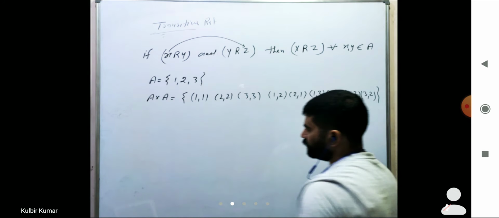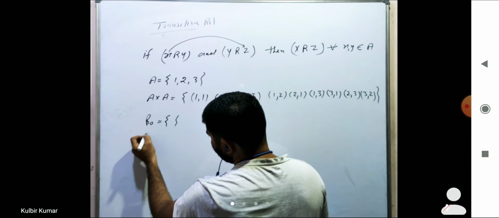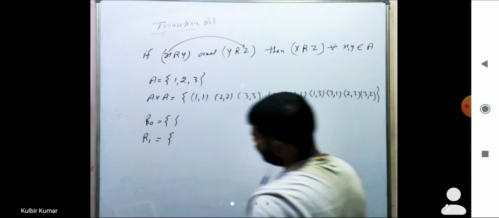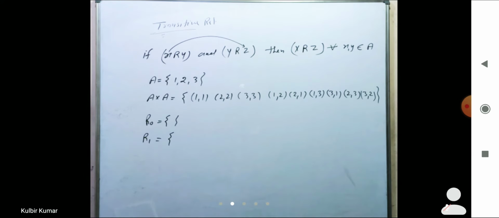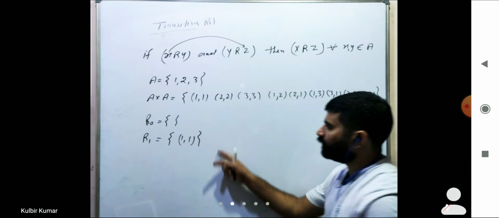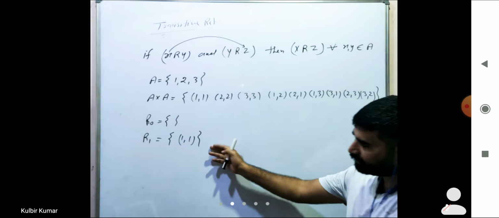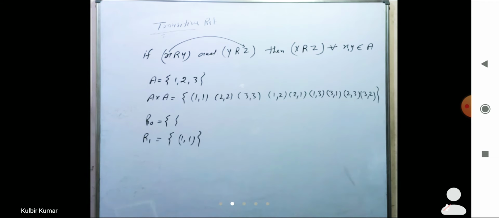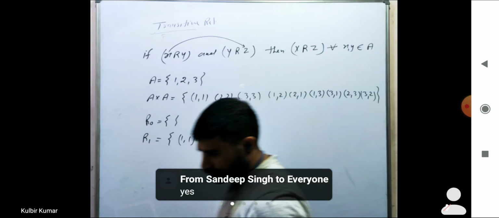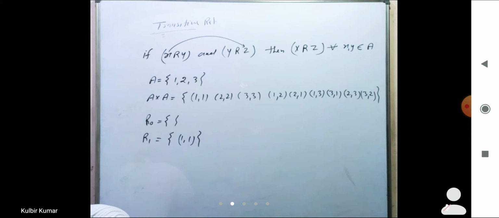So first one is R naught, the relation which is empty, so we'll discuss later about this one. Next is R1. So R1 is 1 comma 1, assume. Now tell me, is this relation transitive or not? By this definition, can you tell me if this is transitive or not?